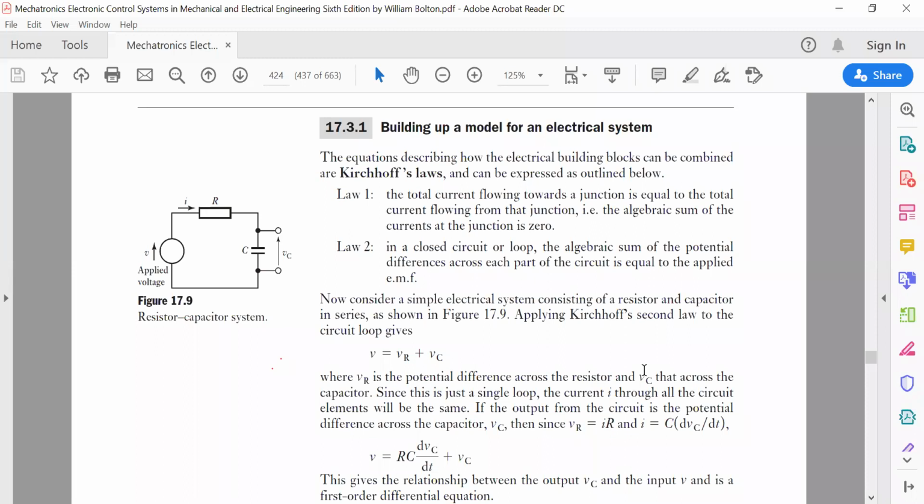Then there is law 2: in a closed circuit or a loop, the algebraic sum of the potential differences across each part of the circuit is equal to the applied EMF. These are the two laws which we'll be using for building up a model from the blocks. Now consider a simple electrical system shown in figure 17.9. There you can see that we have applied a voltage V, and the current is being fed to the resistor, which is connected with the capacitor in series.